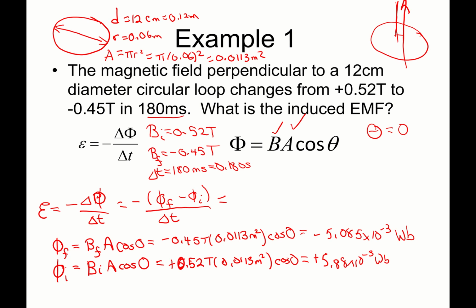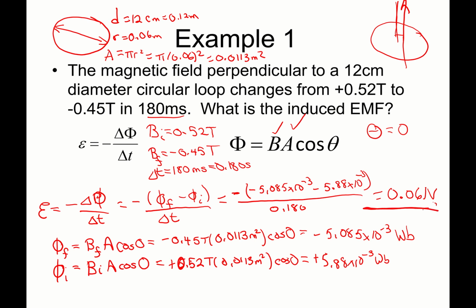So the change in flux then is going to be final minus initial, minus 5.085 times 10 to the minus 3, minus positive 5.88 times 10 to the minus 3, divided by delta t, which is 0.180. And if I put that in, I get a voltage change of positive 0.061 volts. Okay, so the final answer is 0.061 volts.